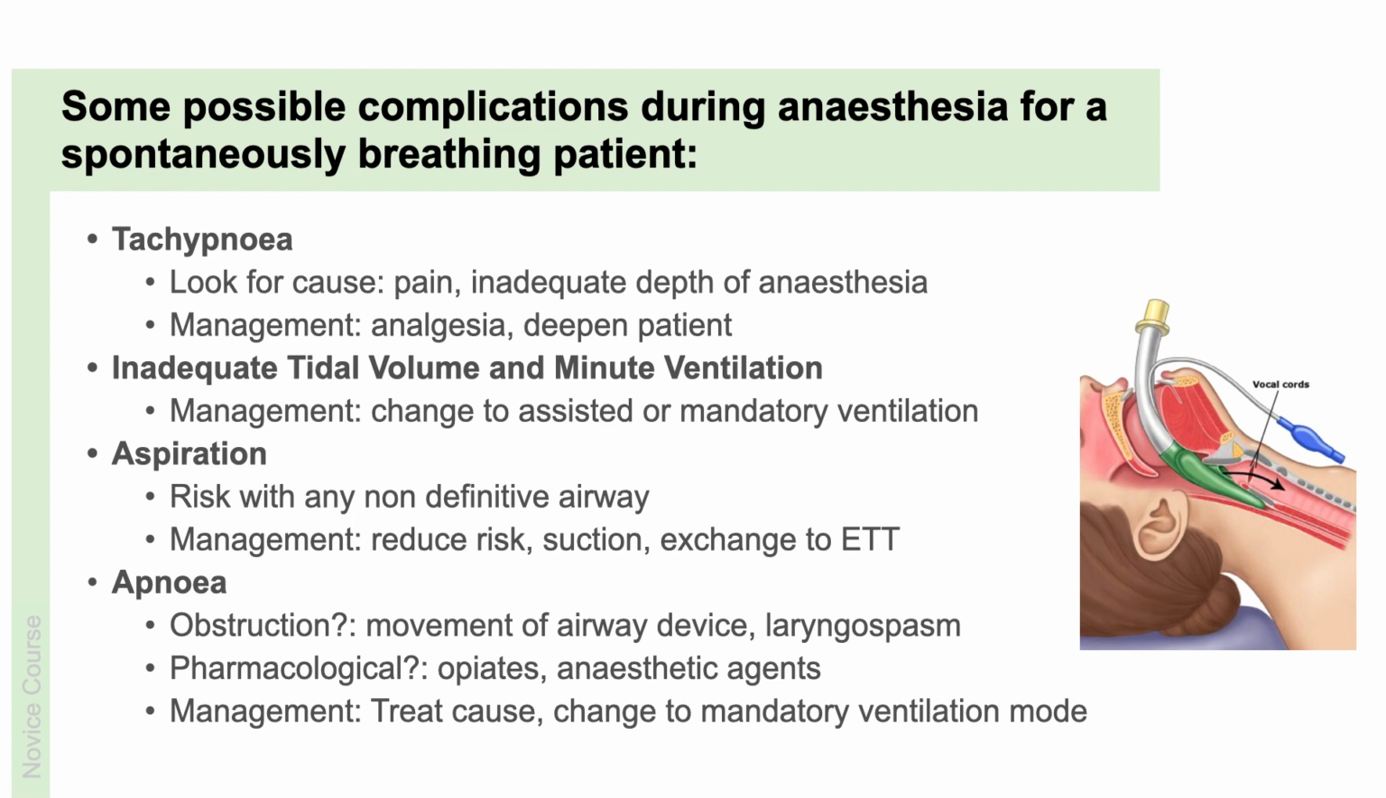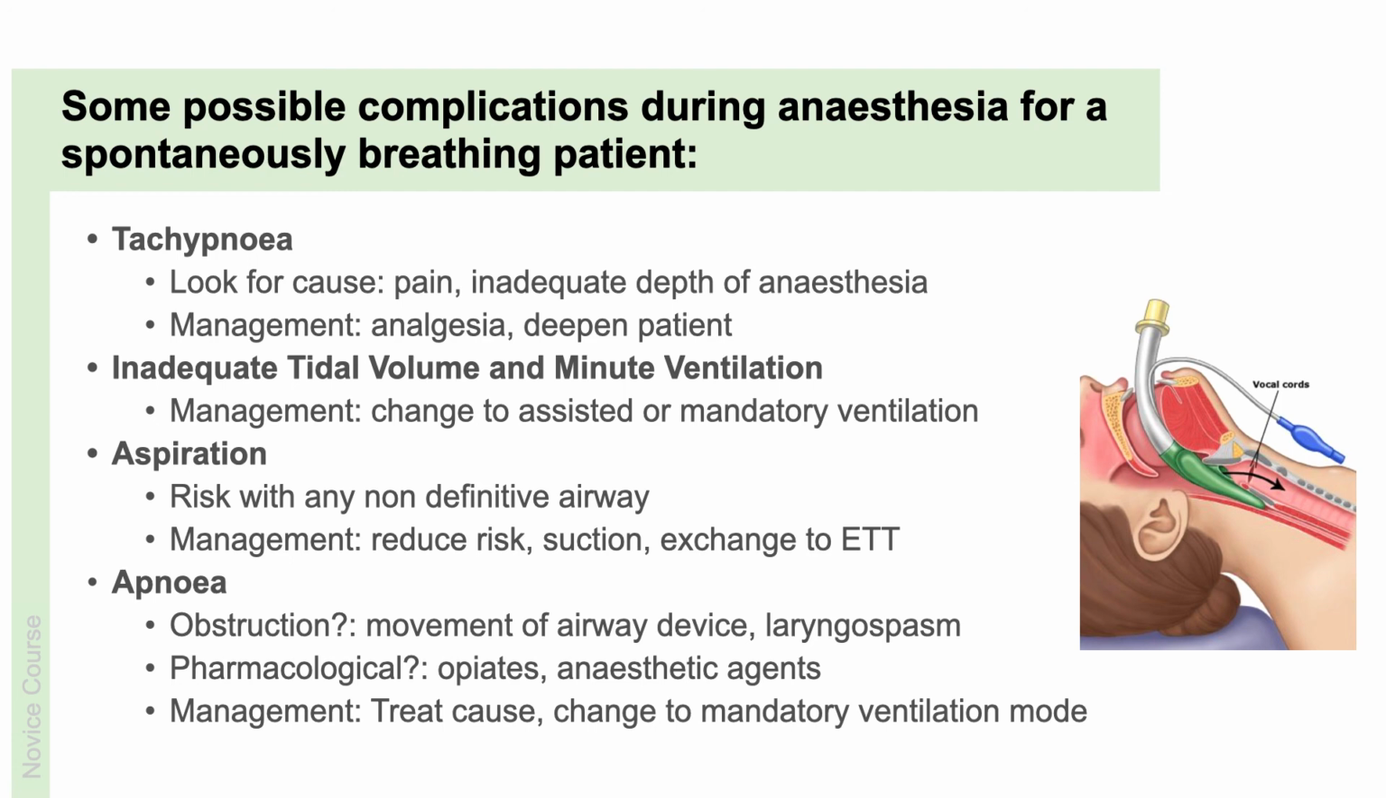Aspiration is a risk for any patient without a definitive airway at any point in the procedure, or at induction or extubation of a patient with an endotracheal tube. It is our job as anaesthetists to identify these patients who are at risk of aspiration and manage them appropriately, though it is possible that any patient that was considered low risk could aspirate at any point in a procedure. The management of this would be suctioning, clearing the airway and making sure it's clear, and likely exchanging to an endotracheal tube during the procedure with appropriate follow-up.